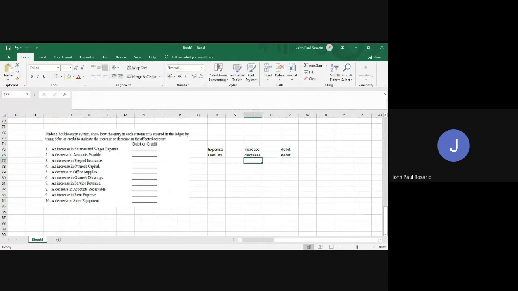Third, an increase in prepaid insurance. As I told you earlier, it is basically a prepaid asset. It increases. So, increase in asset, debit or credit? Debit. And then, owner's capital. It increases. So, increase in capital, debit or credit? That is a credit.